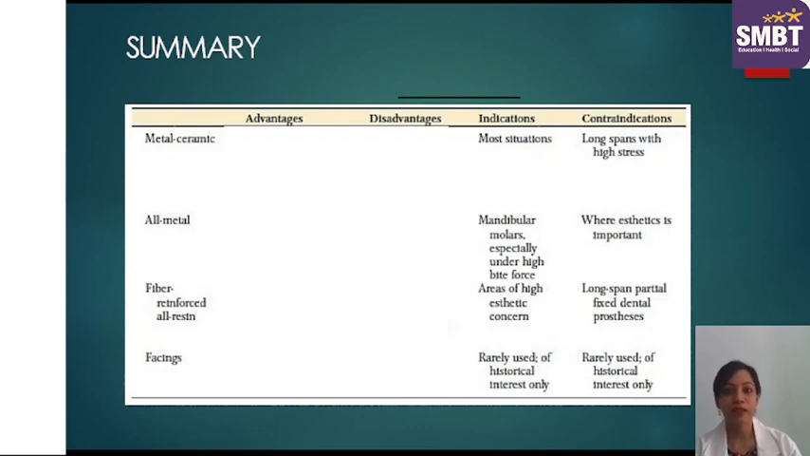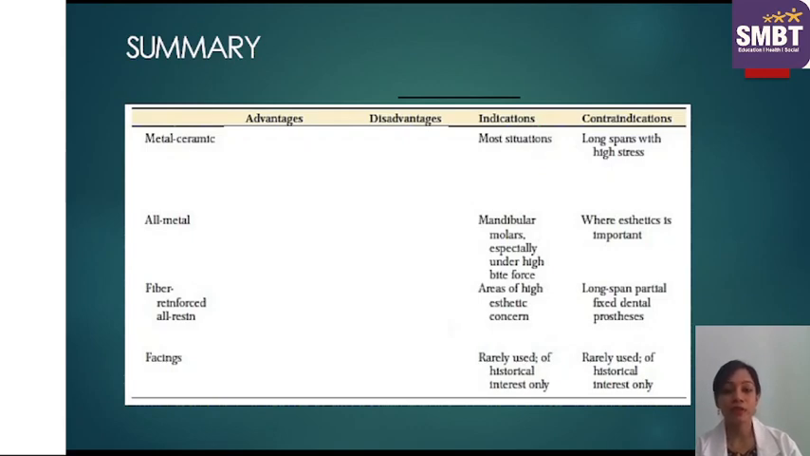Next is all metal. All metal is generally known for its good strength and it is advocated in posterior areas where aesthetics is not a concern. This is the most conservative type of preparation it needs, and so it is generally advocated in the posterior region.